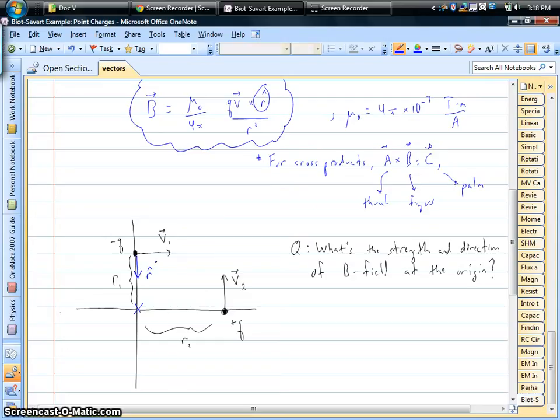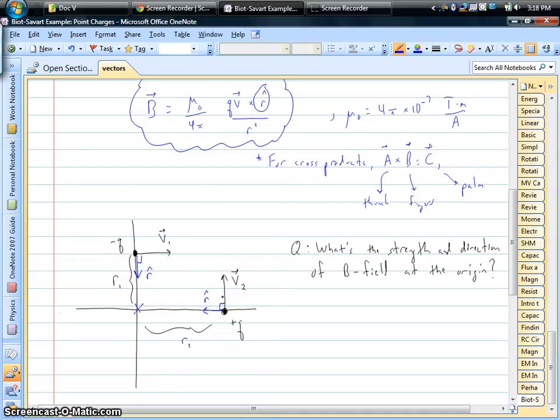Now for the positive charge, think about what direction r hat would be for that one. Well, if we're trying to find the magnetic field at the origin, r hat is going to point from the charge towards the origin, towards the point we're trying to figure out the magnetism. So in both cases, there's a 90-degree angle between the velocity of the charges and their respective r hats. And again, the magnitude is 1.